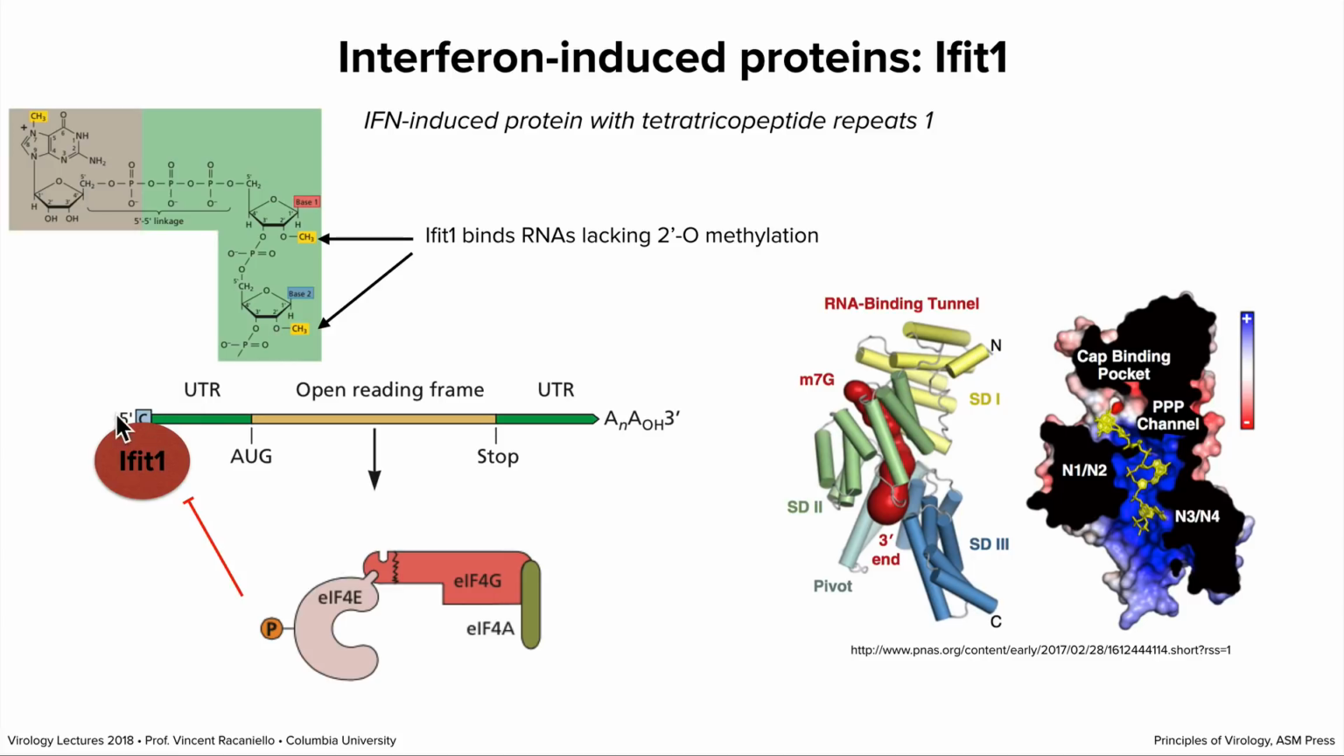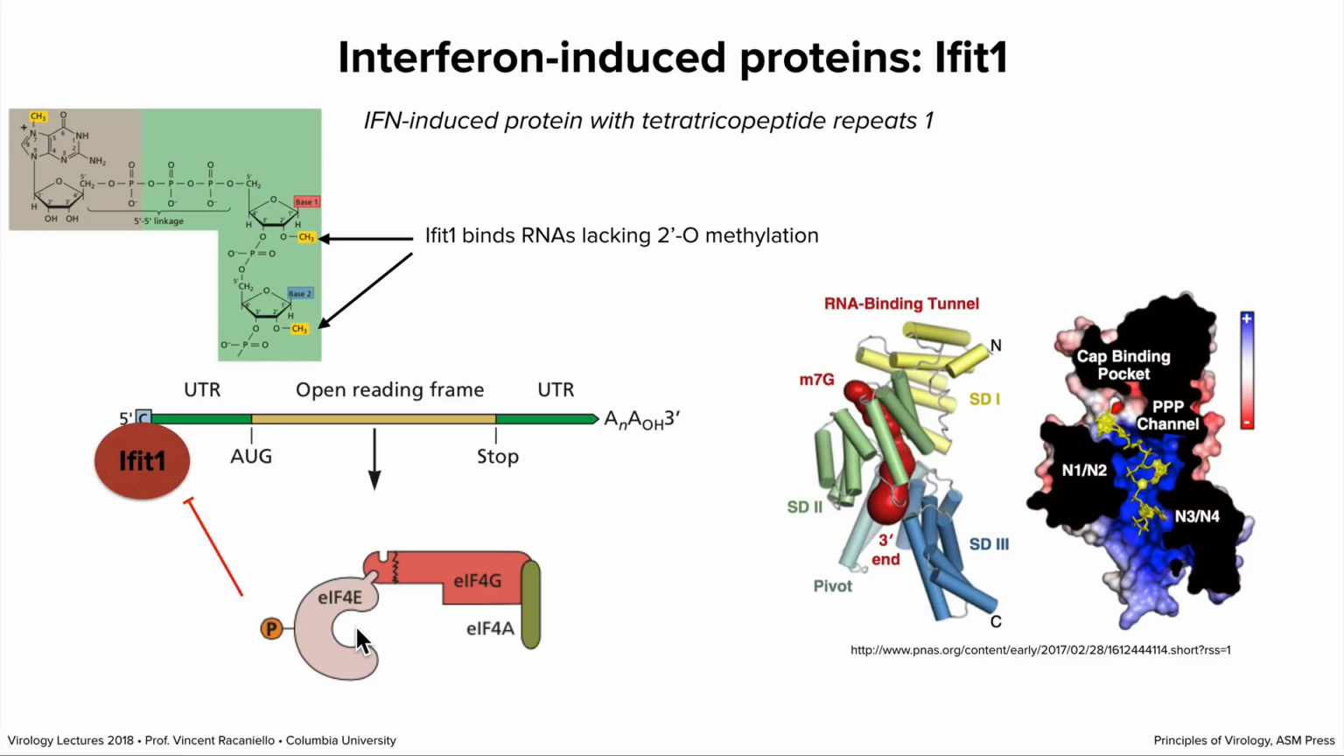ring. So the IFIT will interact with the cap, but of course all of our capped mRNAs would be recognized. So in addition to recognizing the cap, it will also need to see that there's no methyl here. And if there's no methyl present, it will bind. Apparently the methyl will interfere with binding. For example, what's the function? What's the consequence of that? Here's IFIT1 binding to the cap of a mRNA.